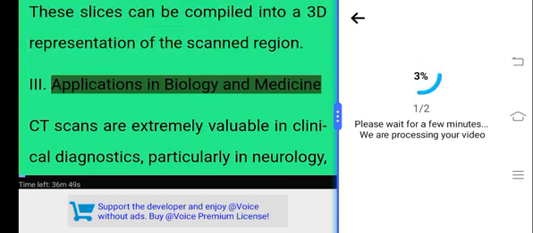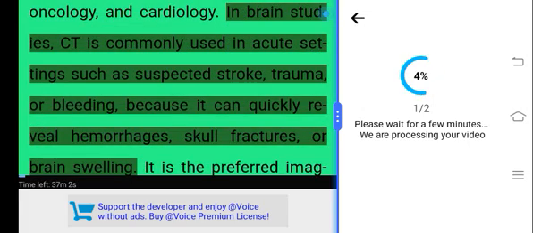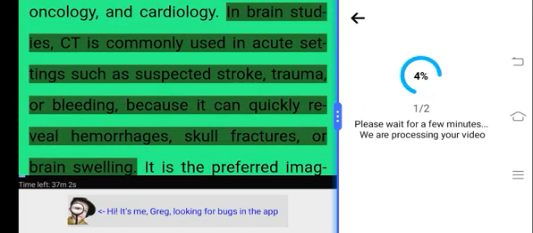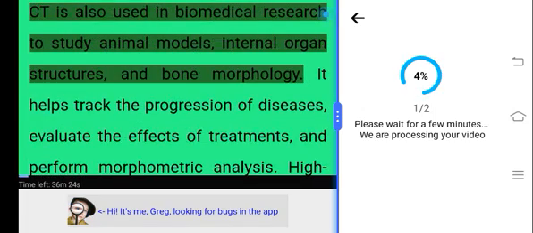3. Applications in biology and medicine. CT scans are extremely valuable in clinical diagnostics, particularly in neurology, oncology, and cardiology. In brain studies, CT is commonly used in acute settings such as suspected stroke, trauma, or bleeding because it can quickly reveal hemorrhages, skull fractures, or brain swelling. It is a preferred imaging technique in emergency care due to its speed and wide availability.